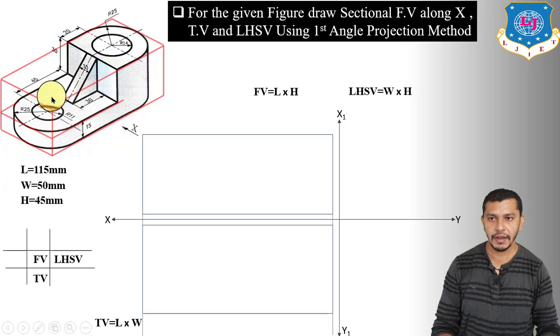So it will be a rectangle having length 50 and height 45. So first of all, project the height from the front view like this. So this height will be 45 mm. Now we have to project the width from the top view.